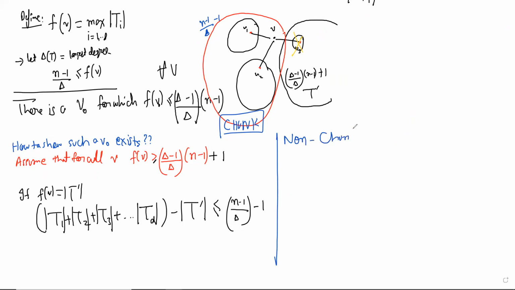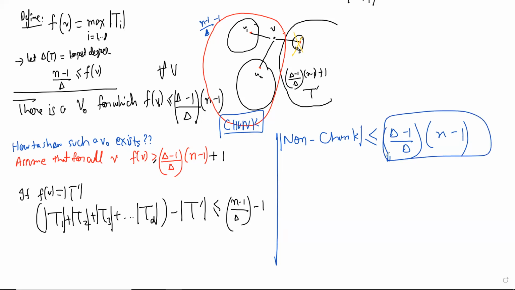Right, exactly. So the size of the non-chunk has to be less than delta minus 1, has to be less than or equal to this. Is that right? T dash. No, the size of T dash is this, but then the total things that you get in the non-chunk part is less than this, right? So then what did you say next?